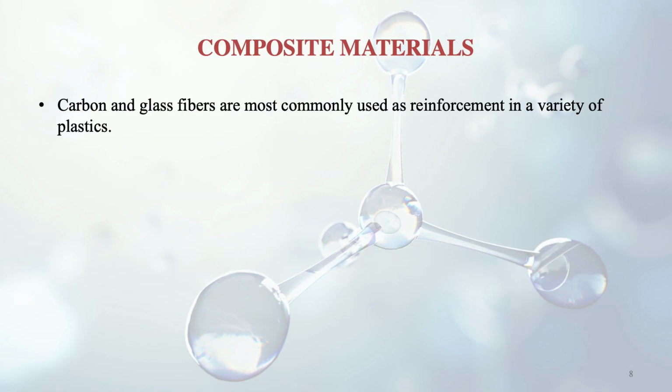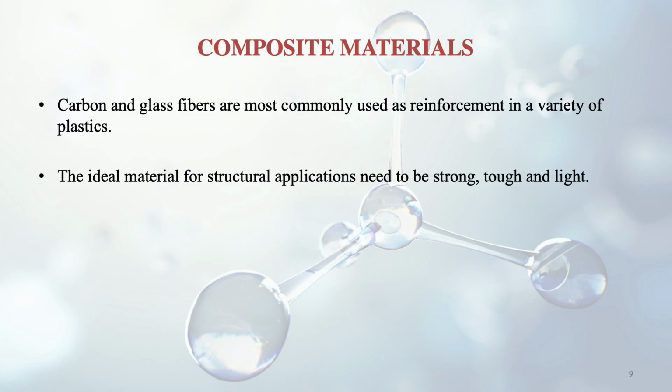Carbon and glass fibers are the most commonly used ones, where we use them as reinforcement in a variety of plastics. So the fibers which we talked about in fiber reinforced plastic, the most common are the carbon and the glass ones. The ideal material for structural applications needs to be strong, tough and light.